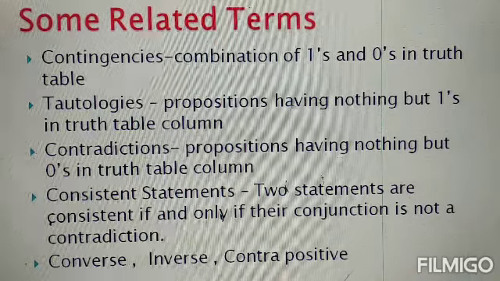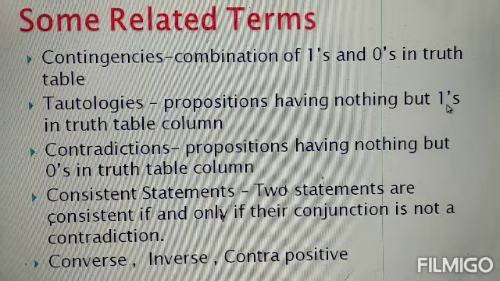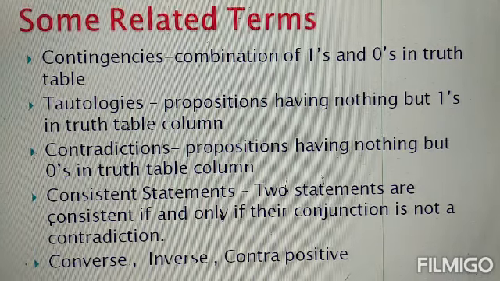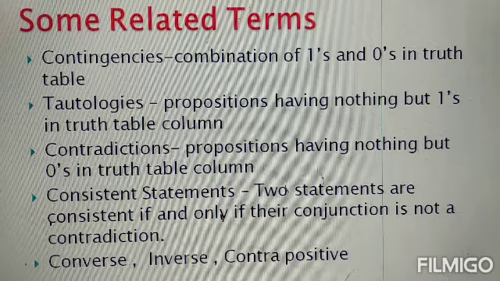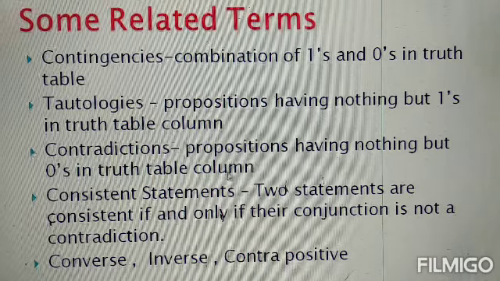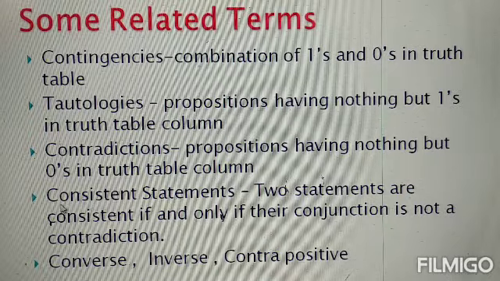Tautology is nothing but a situation where the final result of a proposition is 1 in all possible situations. Contradiction is also called fallacy. It is a proposition having nothing but 0 or false in the truth table column. It means a proposition which is always false. That is contradiction or fallacy.